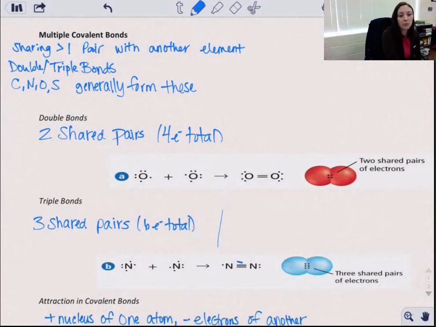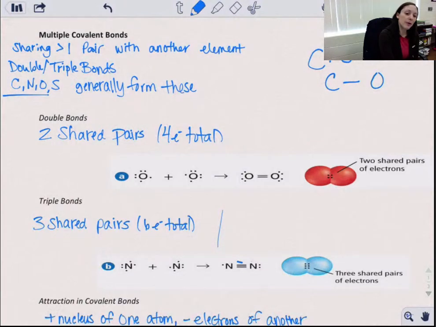They're sharing more than one pair with another element. So instead of having just one element and one pair of dots, with say a carbon and an oxygen, or a C with one line by oxygen, it'll be multiples. You have either what we call double or triple bonds. Double bonds or triple bonds generally form with either carbon, nitrogen, oxygen, or sulfur. Other atoms can have them, but those are the ones that tend to do this the most.